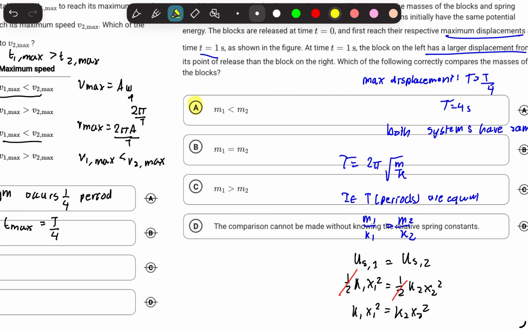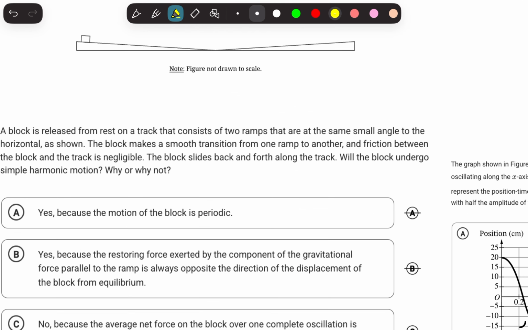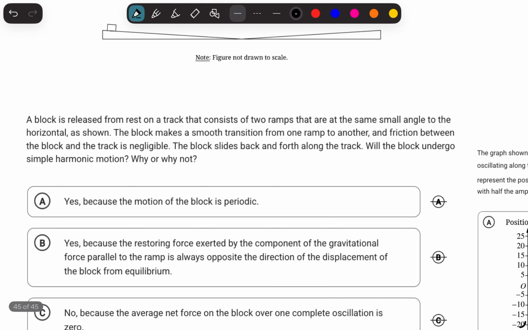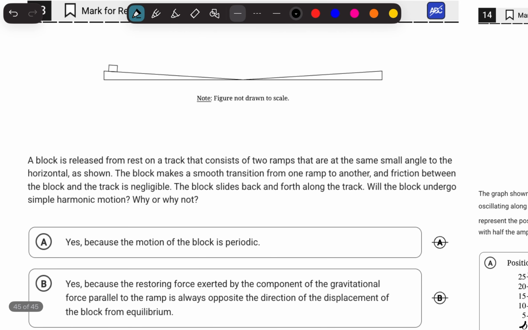Now for our next problem, a block is released from rest on a track that consists of 2 ramps that are at the same small angle to the horizontal as shown. The block makes a smooth transition from one ramp to another, and the friction between the block and the track is negligible. The block slides back and forth along the track. Will the block undergo simple harmonic motion?